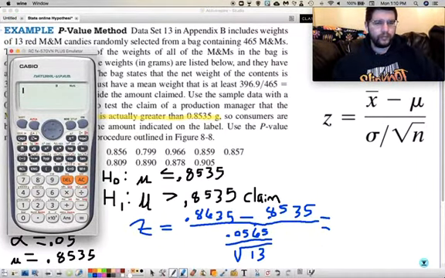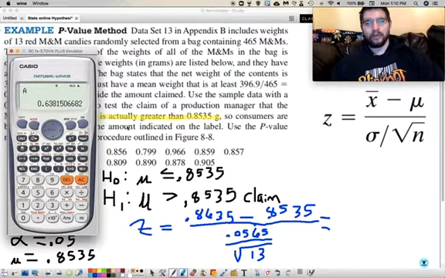I use the Casio, 0.8635 minus 0.8535 over 0.0565, and that's over the square root of 13. So this is our test statistic. Turns out to be 0.63, etc. Again, I'm going to store that value for later. And let's just check. There it is. That's my test statistic.